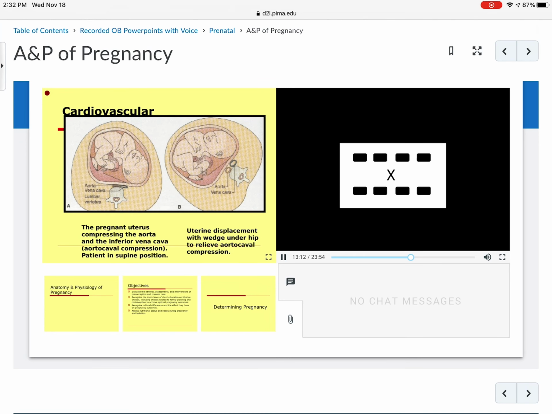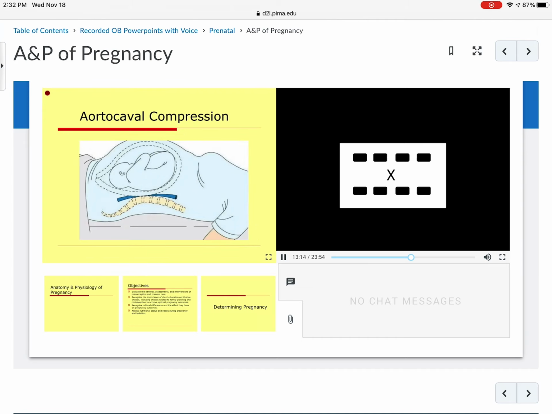And here's the vena cava, and we don't want to compress the vena cava. So we usually have patients not lie flat on their back like this one is, because that's what happens. It compresses the blood vessel there.